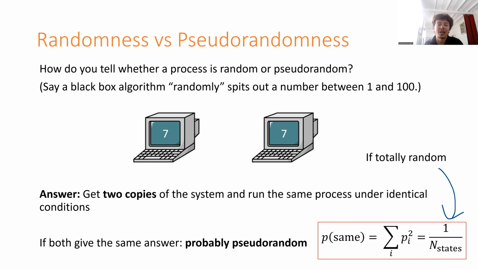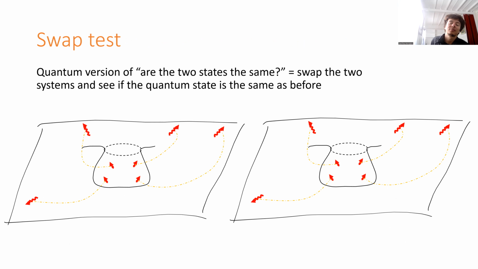On the other hand, if it's pseudo-random, then we'll just guarantee to get exactly the same. Okay, so it turns out there's a quantum mechanical version of this process of doing two samples of the thing and testing if they give the same output. And roughly the way the quantum version works is you take 2 copies of your state and you swap over the system you're interested in between the 2 copies, and you see if you end up in the same state that you were in before.